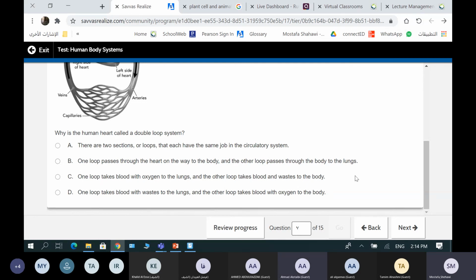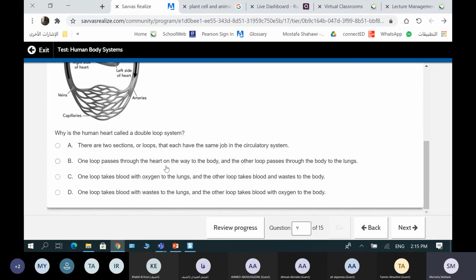One loop passes through the heart on the way to the body, and the other loop passes through the body to the lungs. One loop takes blood with oxygen to the lungs, and the other loop takes blood and waste to the body. One loop takes blood with waste to the lungs, and the other loop takes blood with oxygen to the body. So what is the right one? We can exclude the first one. They don't have the same job.